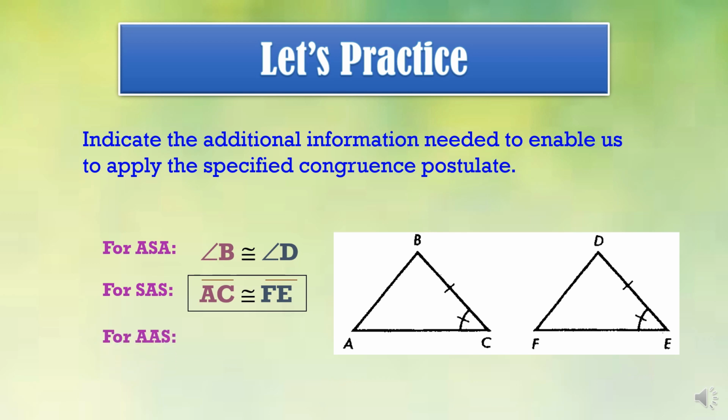For AAS, AAS stands for angle, angle, and then the non-included side. So, we have already the non-included side. We have one congruent angle. Then we are looking for another congruent angle. And that is, very good, angle A is congruent with angle F.